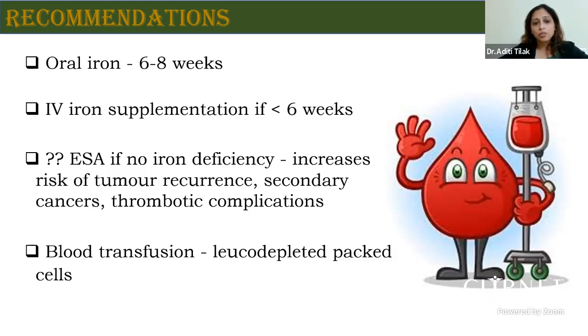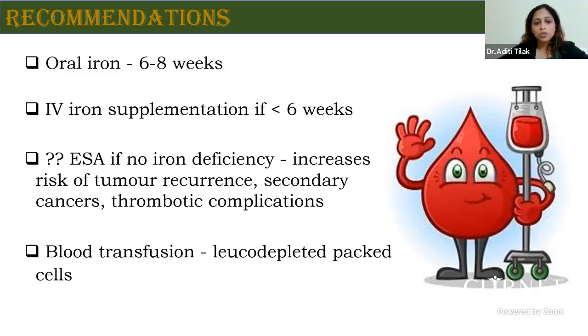If there is no iron deficiency, then an erythropoietin stimulating agent is the next step in the treatment of anemia. But it increases the risk of tumor recurrence, secondary cancers, especially urothelial tumors. Plus, it puts the patient at increased risk of thrombosis, and so it must be used with caution. And the last resort is blood transfusion.